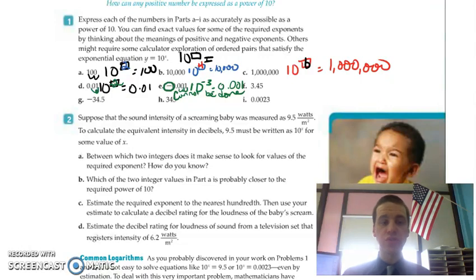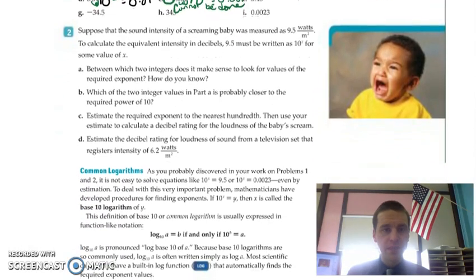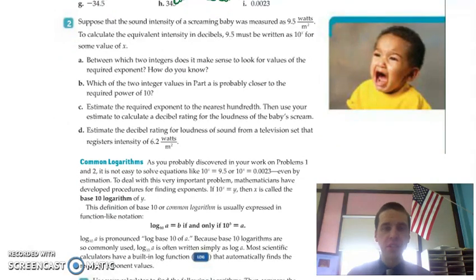So we'll scroll to number 2 here. Again, we're going to leave some stuff to do in class, so bear with me here. Suppose that the sound intensity of a screaming baby was measured as 9.5 watts per meter squared. To calculate the equivalent of intensity in decibels, 9.5 must be written as 10 to what power? So I want you to pause the video. I need you to answer A and B.